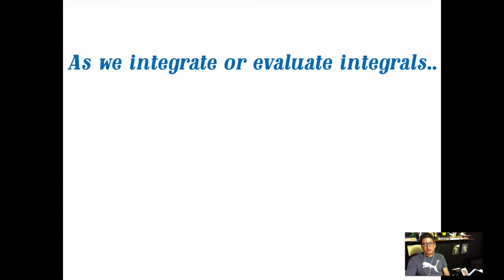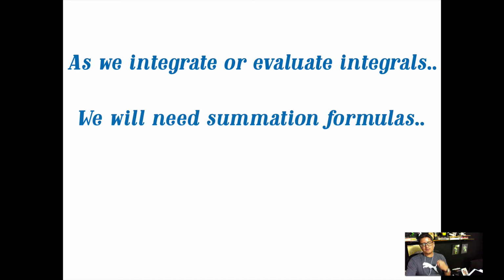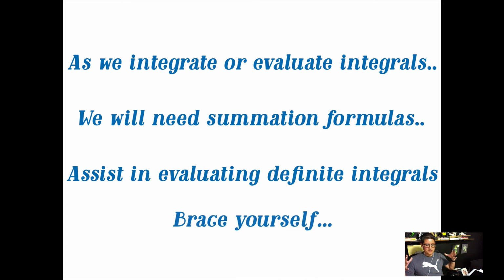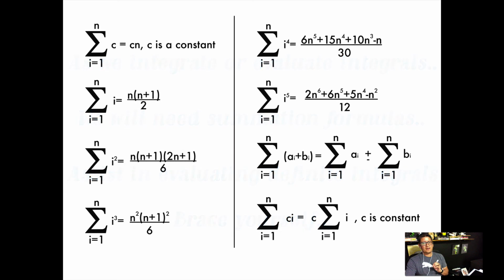So as we integrate or evaluate integrals, we will need the summation formulas. Okay, so that's where we had our sigma notation. This will assist us in evaluating definite integrals, or the area underneath the curve. And in order to make these equations simpler and to find the exact area, we're going to have some formulas that you're not going to need to memorize. I'm not going to make you memorize these, but we will need to have those handy because once we simplify them to one form, we're going to end up with something that looks like this, okay?